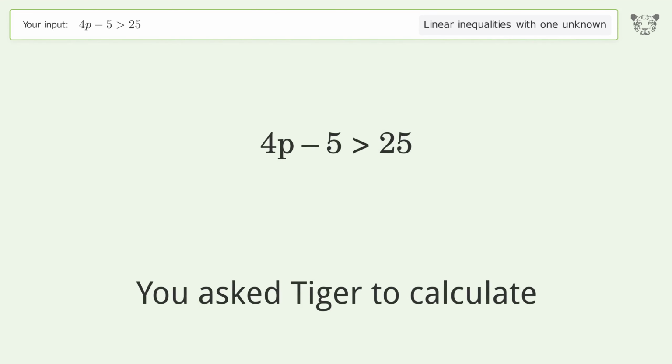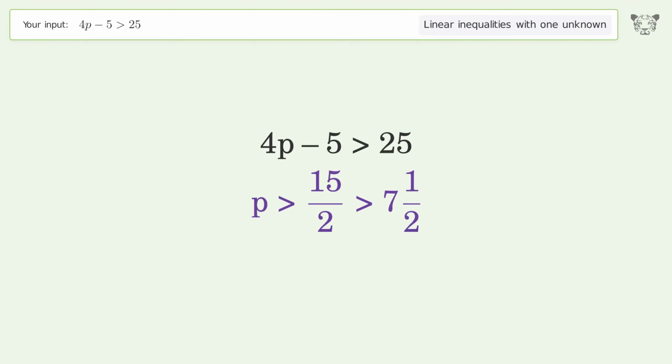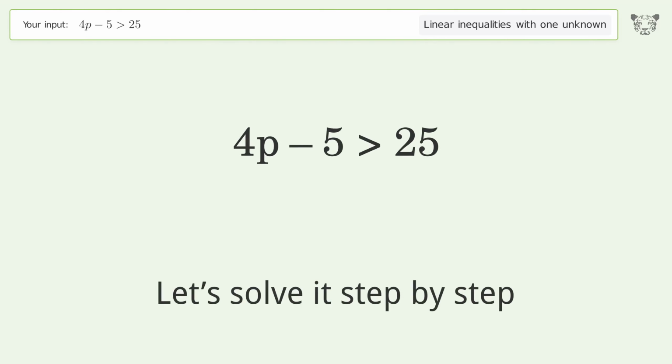You ask Tiger to calculate. This deals with linear inequalities with one unknown. The final result is p greater than 15 over 2 greater than 71 over 2. Let's solve it step by step.